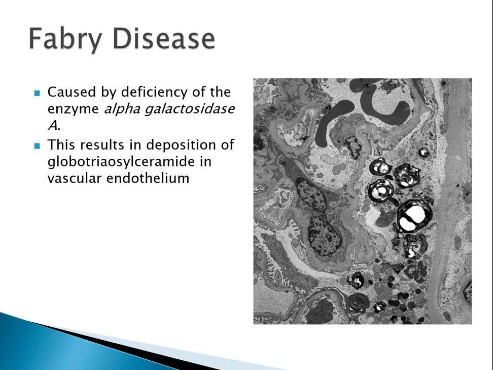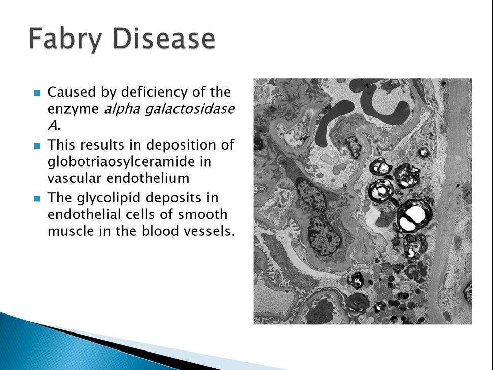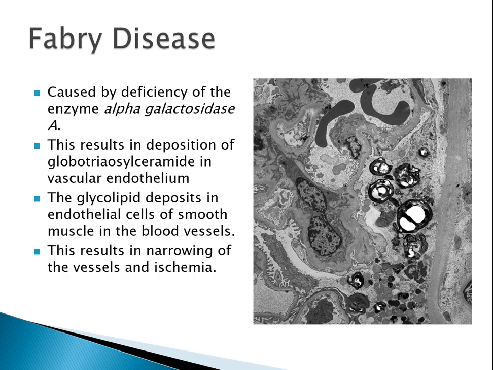It results in the deposition of globotriaosylceramide in the vascular endothelium. Glycolipid deposits in the endothelial cells result in problems in the smooth muscle of blood vessels. This obstruction from the glycolipid deposits causes ischemia to small capillaries. Where do we have the smallest capillaries? The kidney, the heart, and the brain. And so because of the accumulation of these glycolipids in the lysosomes, they're obstructing small capillaries.